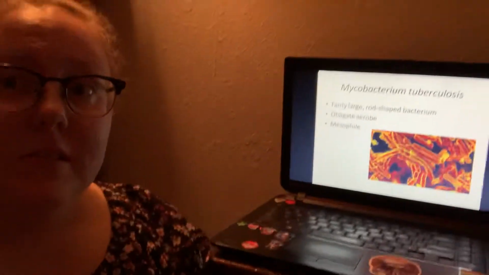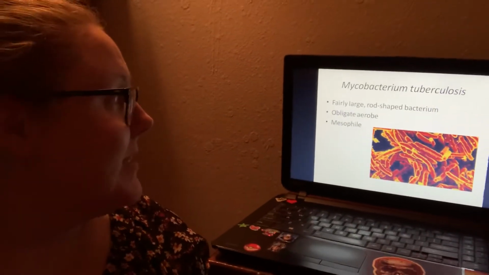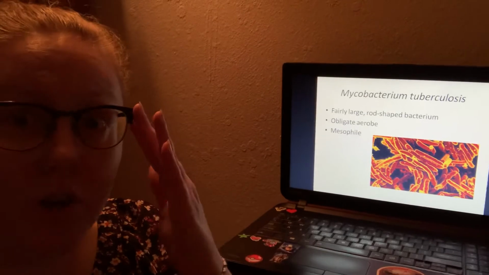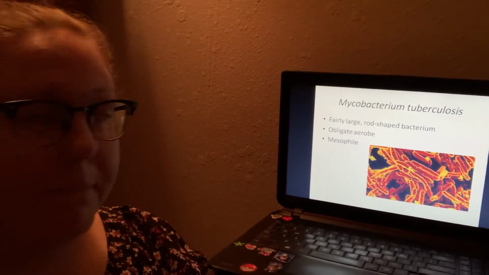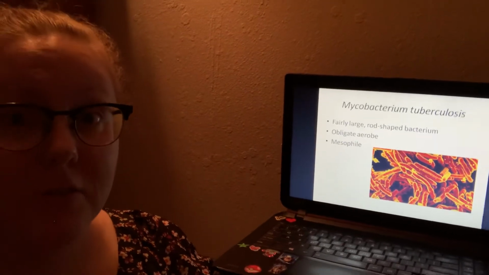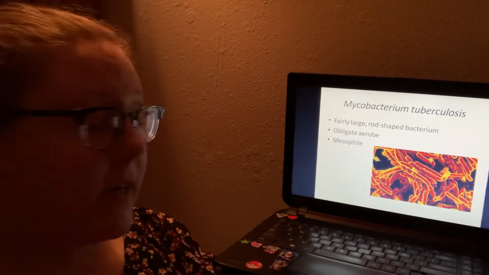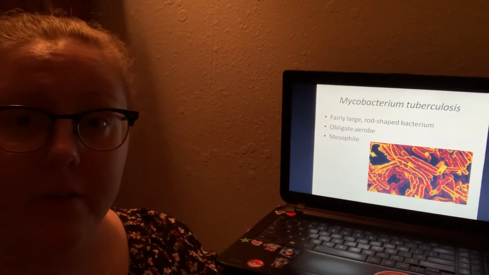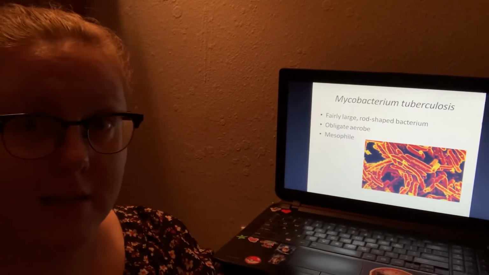Mycobacterium tuberculosis, a little bit about the bacteria itself. It is a fairly large rod-shaped bacterium. It is an obligate aerobe, which you could probably assume as it affects the respiratory tract. And it is a mesophile, meaning it does best around body temperature.